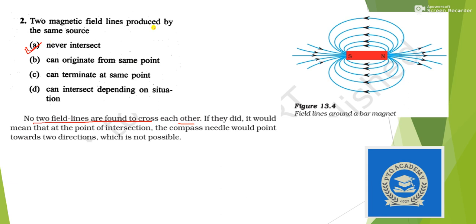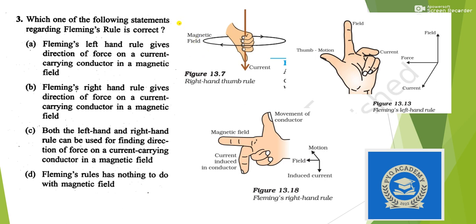This was a question from the class 10 NCERT chapter on magnetic field. Okay, let's come to the next question, the same question from the same chapter. Which one of the following statements regarding Fleming's rule is correct? Fleming's left hand rule gives the direction of force on a current carrying conductor in a magnetic field. So yes, this is Fleming's left hand rule.